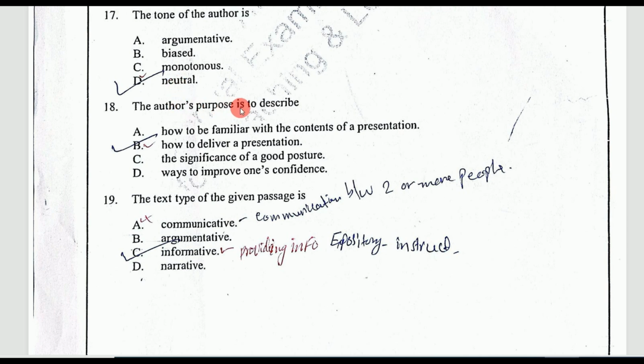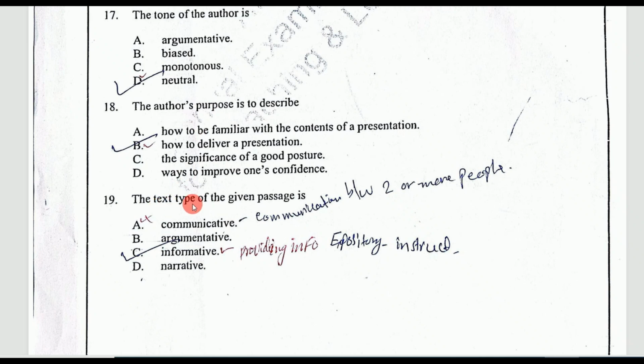The author's purpose is to... the entire purpose or message, what he wants us to learn from this passage. Is the purpose to describe how to become familiar with the content of the presentation? No, this is only a small minor segment of the entire purpose, right? How to deliver a presentation? Yes, this is more appropriate because the entire passage is about how to deliver a presentation, and the rest of these are only minor parts of the entire passage. Here the author's purpose is talking about the main idea.